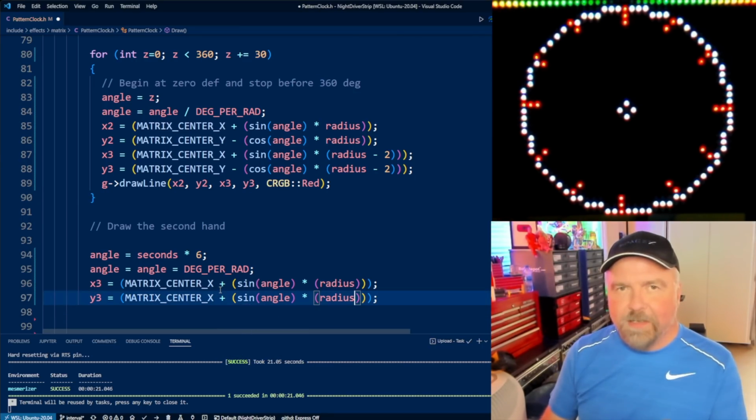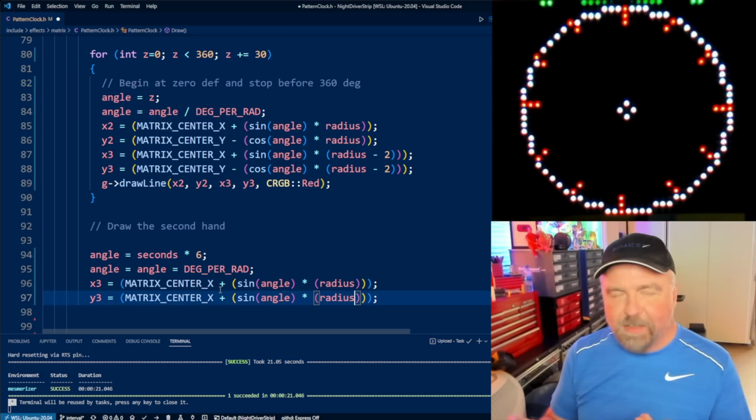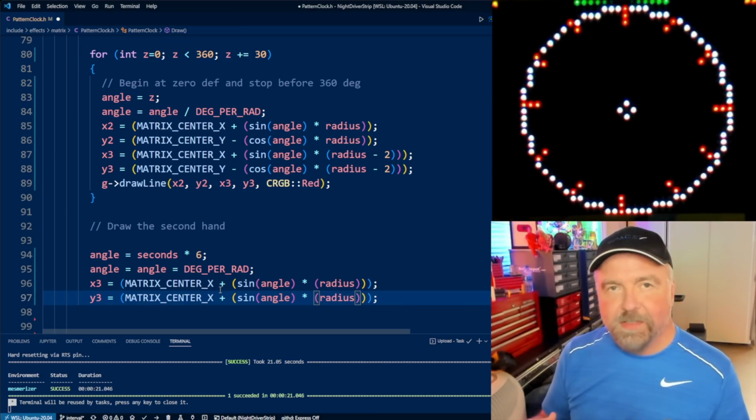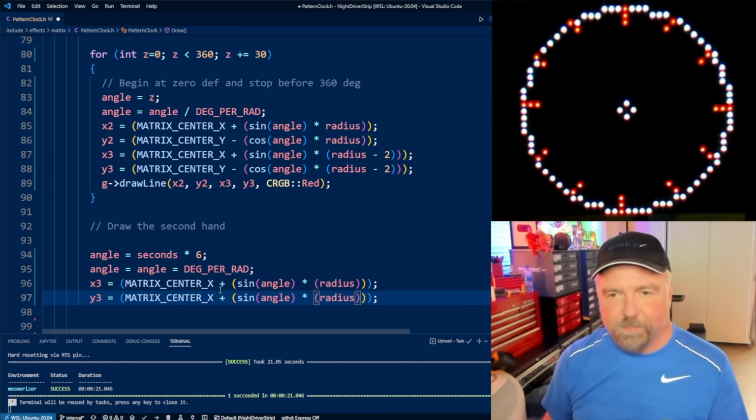Can't decide if the second hand should go to the edge or stop with the tick, but because I think the minute hand is going to have to be pretty close in length, I'm going to have the second hand go all the way out to the edge.